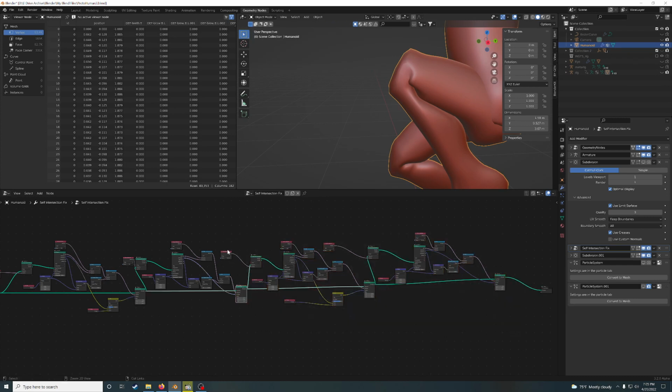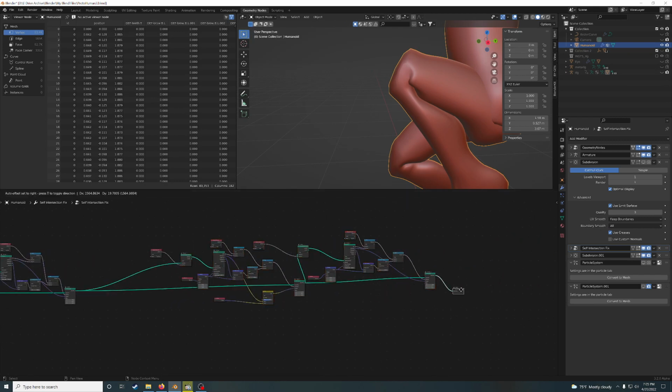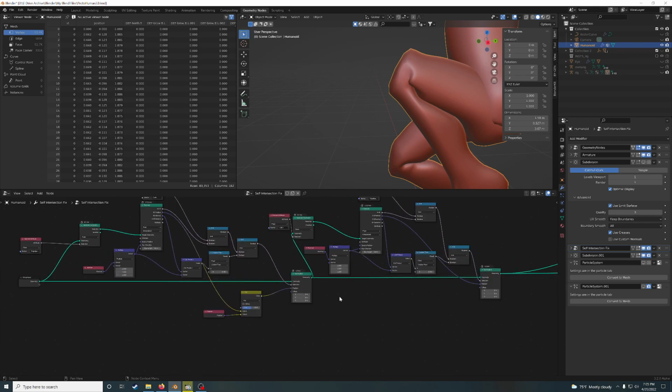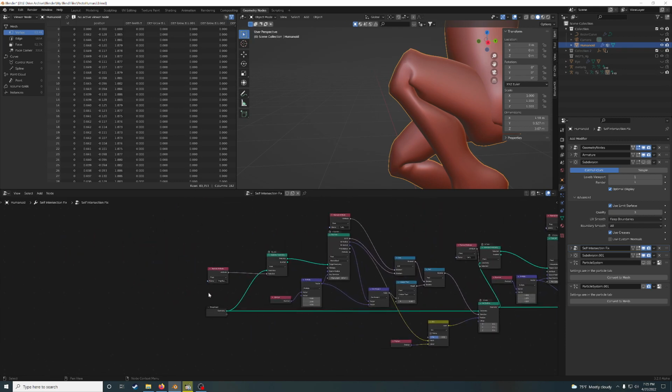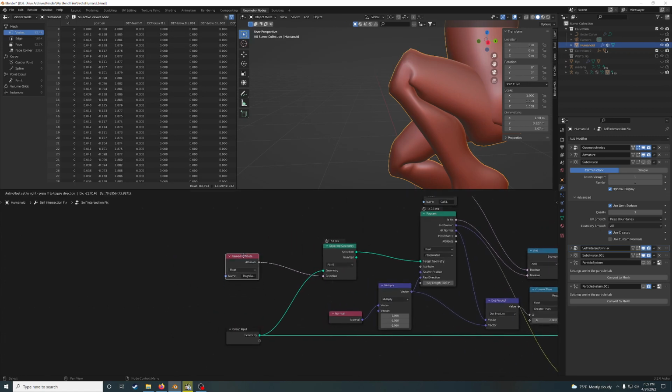Control, control, control, control, shift. Okay. Shift. All right, that's two different knees. So, also, this right here is a stored attribute.